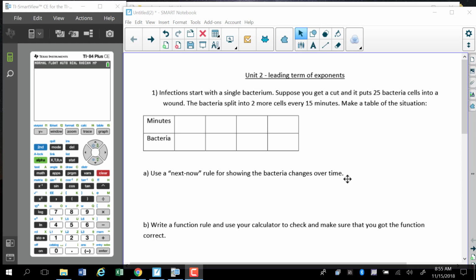All right, this is lesson 2, dealing with exponential functions. We're going to be dealing with leading terms and how this changes a little bit, and we're going to be looking at a bacteria situation.